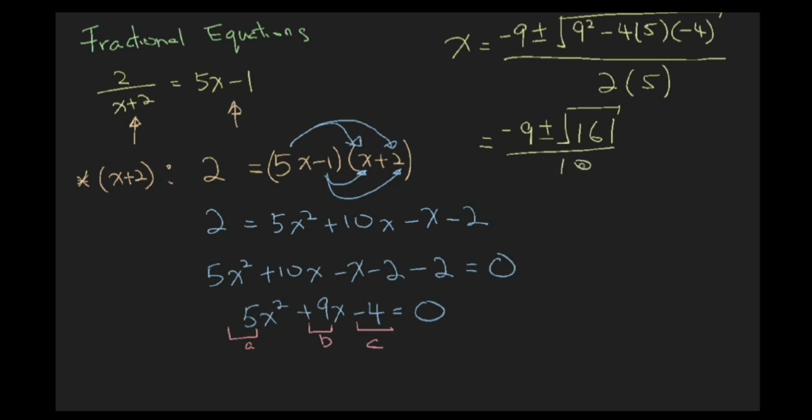over 10. So x will take on two values, and if you were to press the calculator, you will be left with 0.369 or minus 2.17. And usually you need to leave the answer in 3 significant figures.